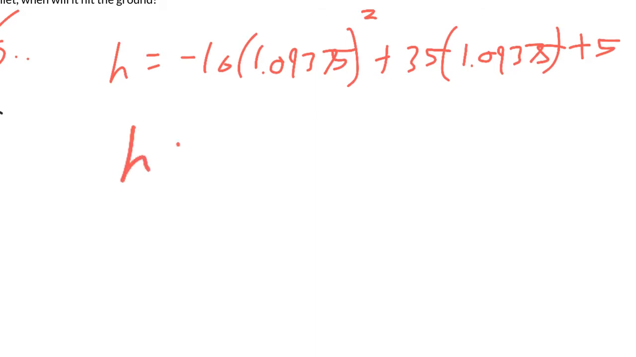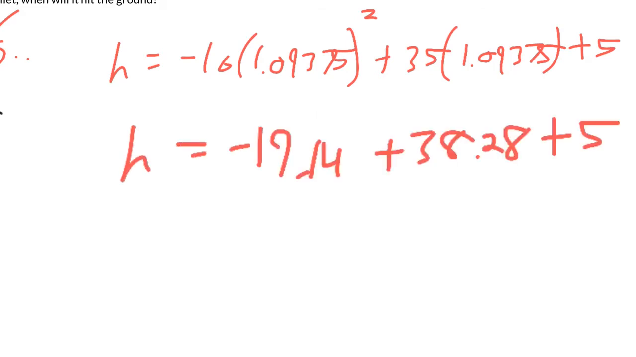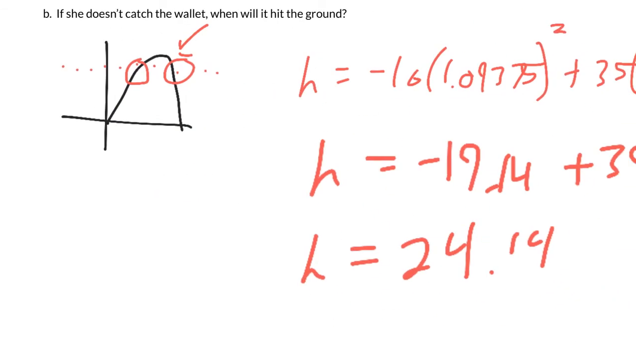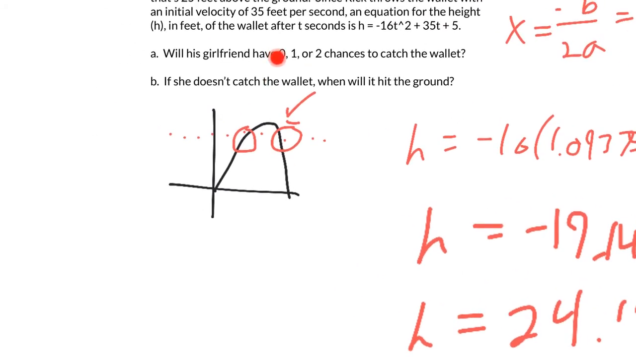And so now when you plug that through a calculator, we get this, which simplifies to be 24.14. So to answer their question, will his girlfriend have 0, 1, or 2 chances? Well, if it's 35 feet above the ground, we found out this throw only gets us to 24.14 feet. So our answer is they'll have 0 chances.